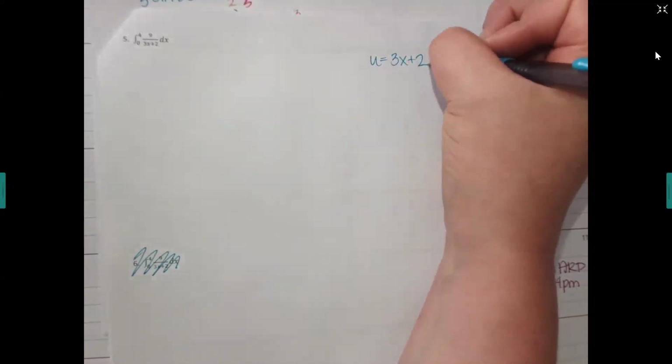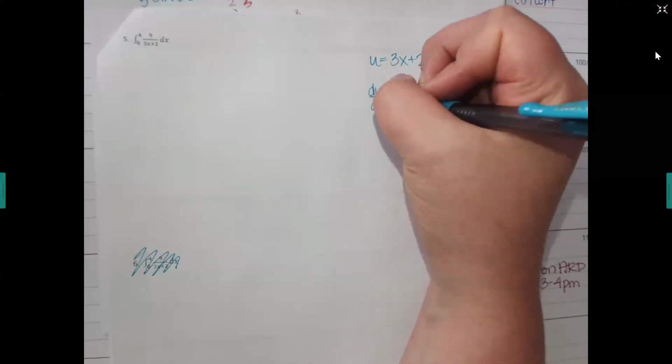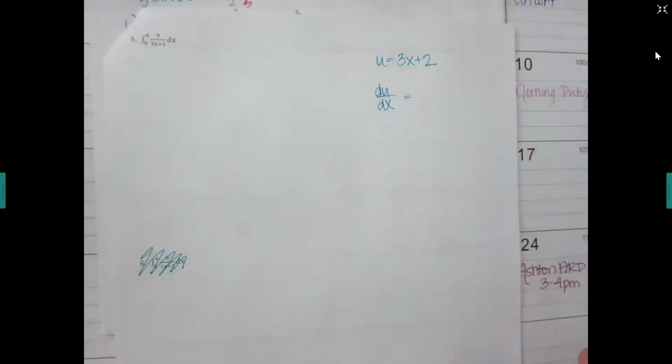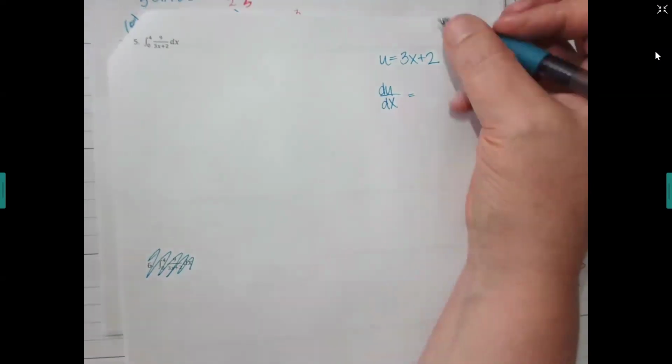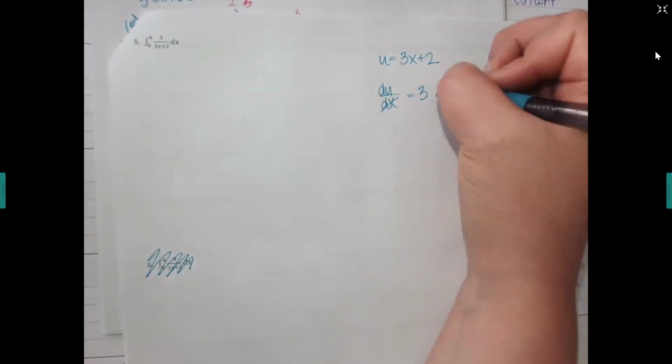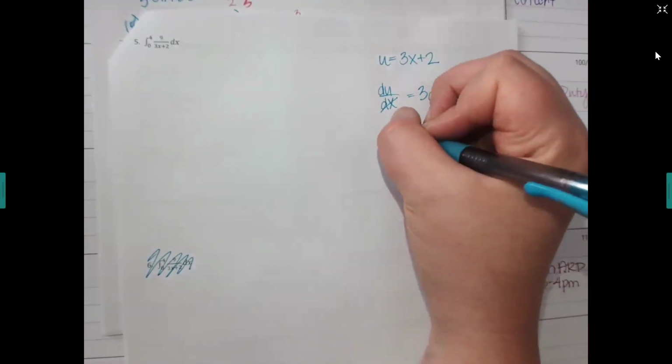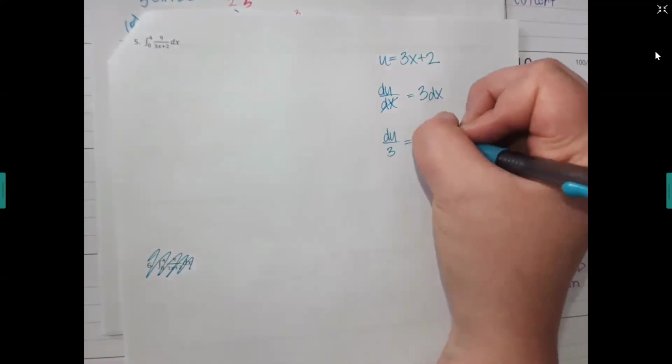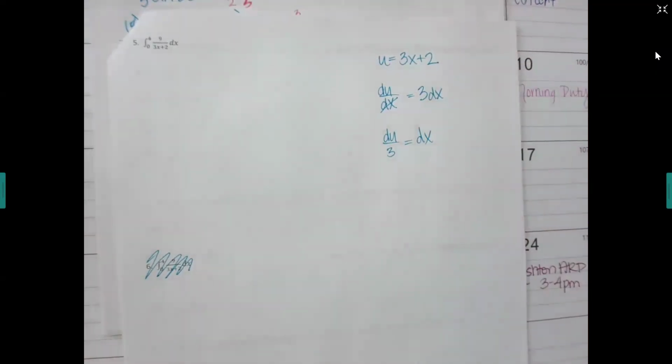Okay, 5 and 6 are the same, so we're just doing the top one. What do you think you should pick as your u? 3x plus 2. du dx is the derivative of 3x plus 2, which is what? Just a 3. Then you're going to times the dx up, divide the 3 down, so that where my dx is, I'm going to replace it with a du over 3.